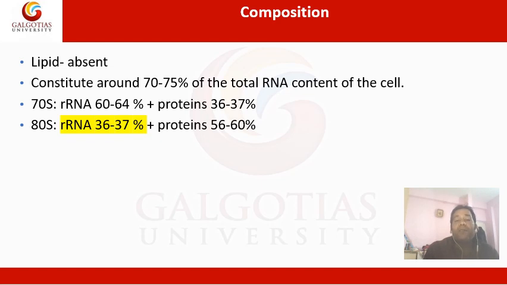and contain a much smaller fraction of protein, around 36 to 37%. The other ribosome is called the 80S type ribosome, and it is mainly present in eukaryotic organisms. Here the total ribosomal RNA content is around 30 to 37%, which is very less as compared to the 70S type ribosome, and the protein content is slightly higher, around 56 to 60%.